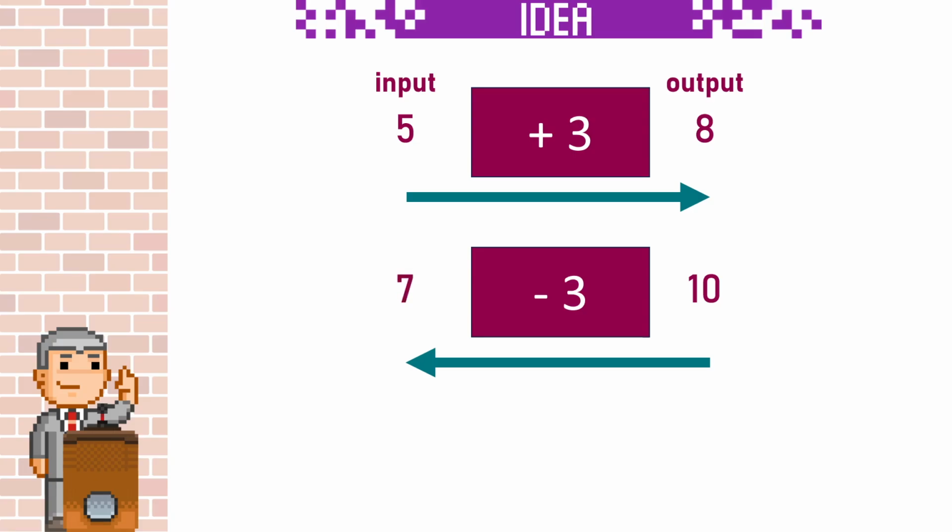input would be 7. To solve x plus 3 equals 15, our input would be x, our operation would be plus 3, and our output would be 15. We can use the inverse operation to find out what x is. The output is 15. The inverse of plus 3 is take away 3, so 15 take away 3 is 12. We've just solved the equation because we found out that x equals 12.